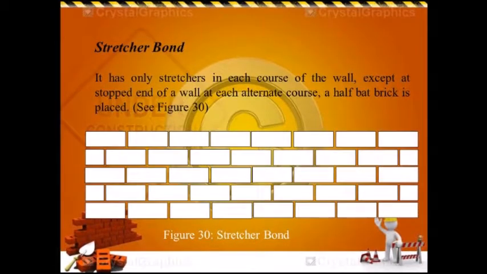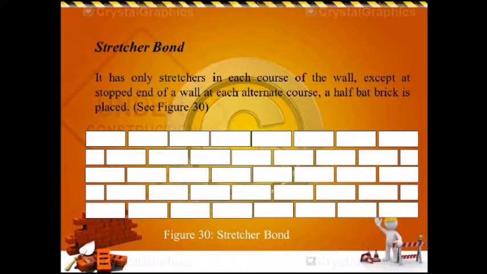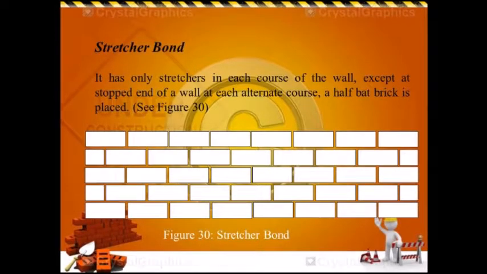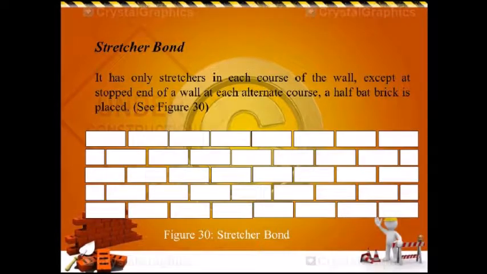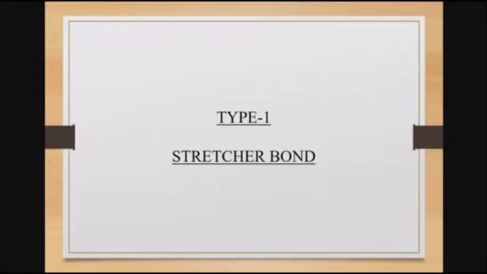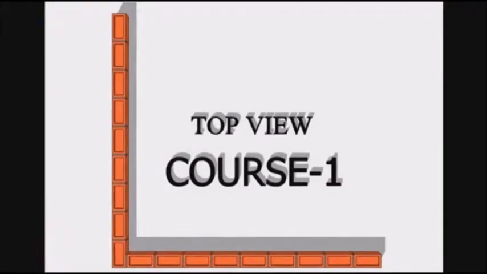Stretcher bond. This pattern is used only for half brick thick walls. For higher thickness walls, this arrangement is not at all practicable.